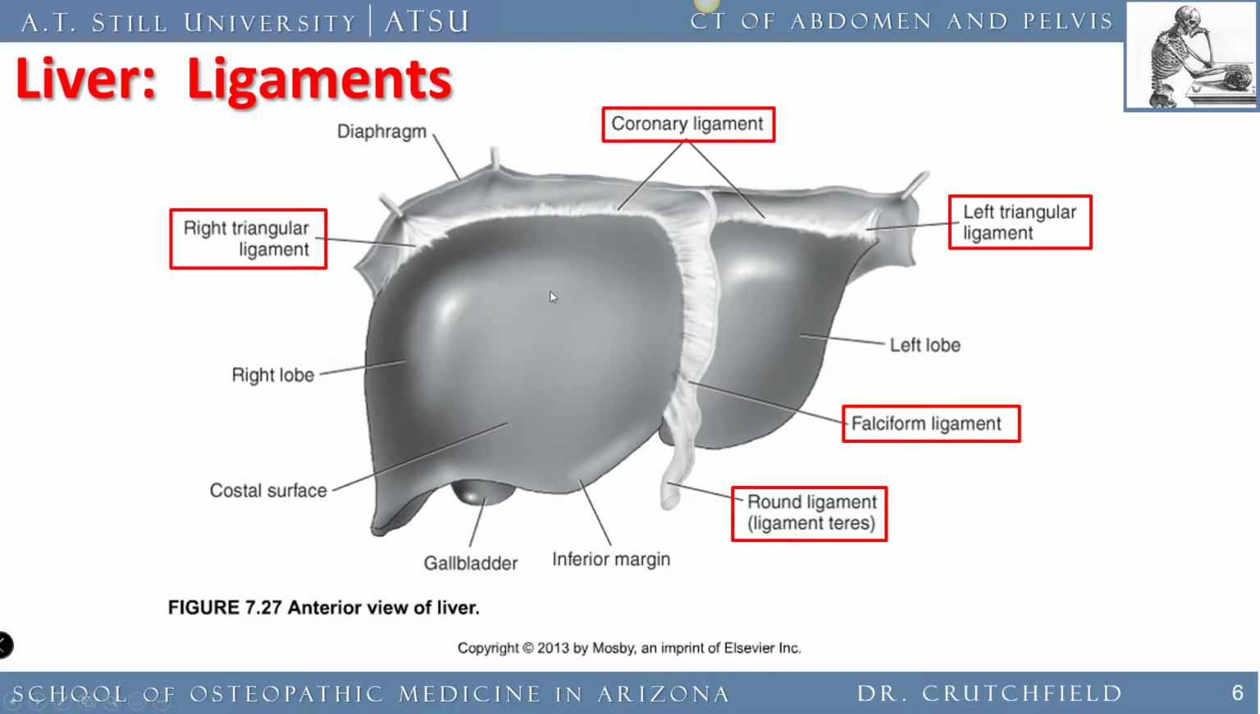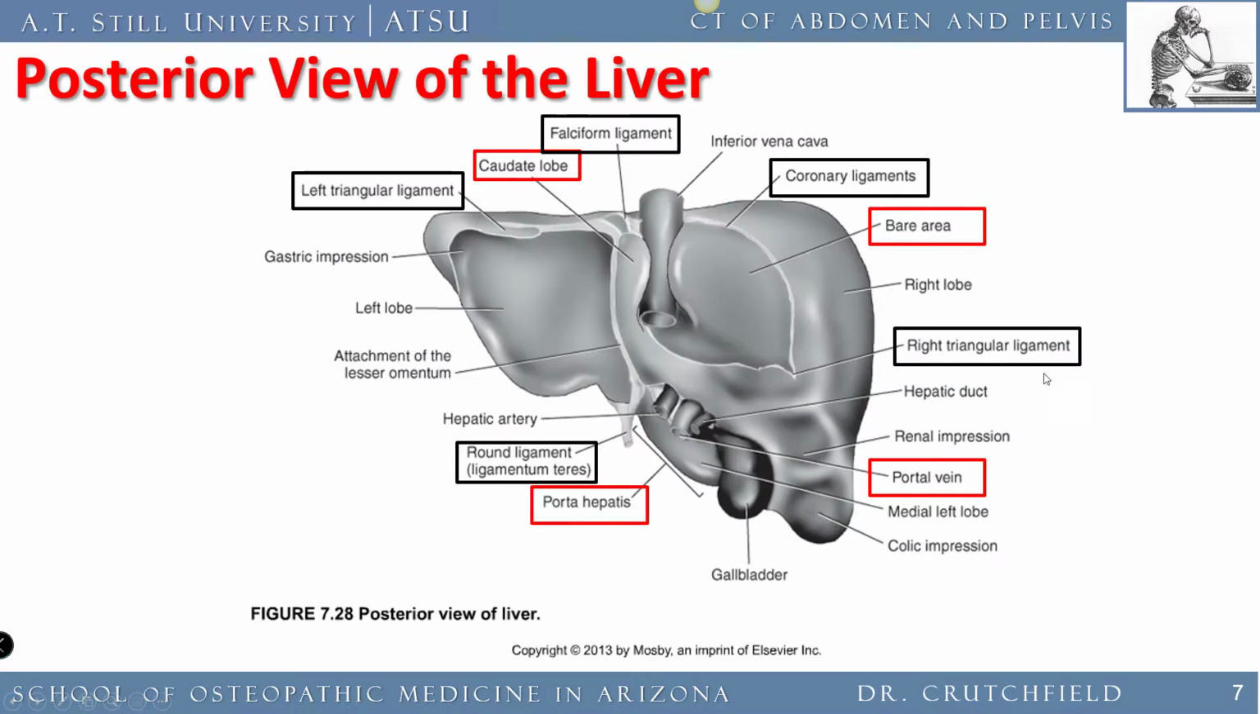Our right triangular ligament here, left triangular ligament there. And yet when we look at the posterior aspect of the liver, where the bare area of the liver is adherent to the undersurface of the diaphragm, we see the right triangular ligament actually extends much more inferior than does our left triangular ligament.